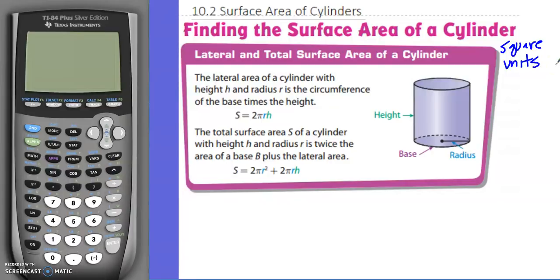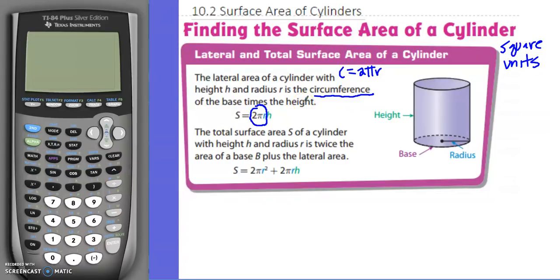When you find the lateral surface area, it's like finding the perimeter of the base. But remember, with circles, we don't call it perimeter. We call it the circumference. So it's the circumference, 2 pi r, times the height of the cylinder, or the distance between the two bases. Way back when we did circles, circumference is 2 pi r.